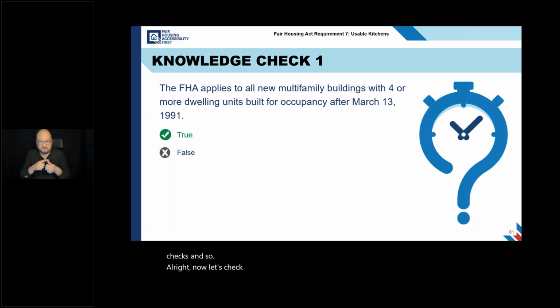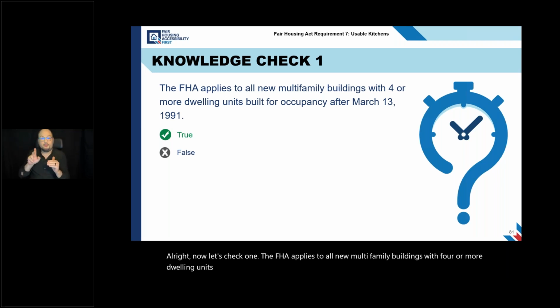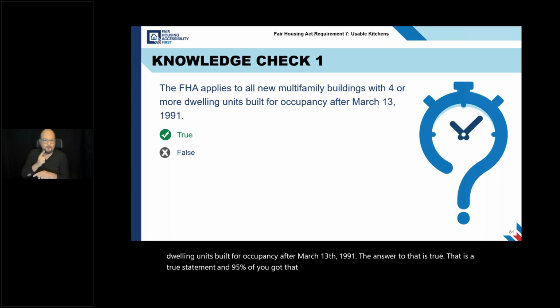The FHA applies to all new multifamily buildings with 4 or more dwelling units built for occupancy after March 13th, 1991. The answer to that is true. That is a true statement, and 95% of you got that correct. Great job.